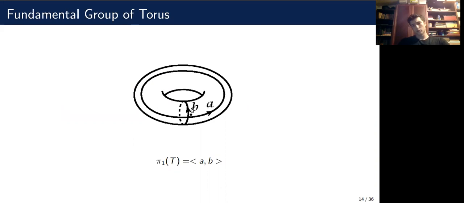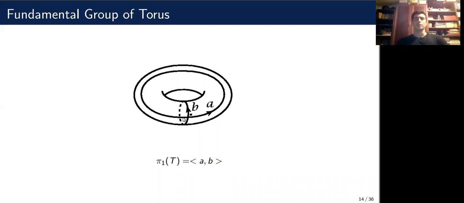So here's an example. On the surface of a torus, there are only two loops that cannot be deformed into each other. And in this picture, they are denoted by A and B. Other than that, any loop on the surface of a torus can be represented as a certain combination of A and B. So we say that the fundamental group of the torus is generated by two elements, A and B.